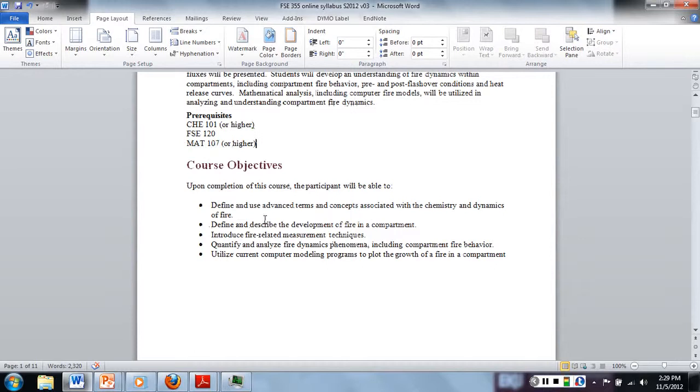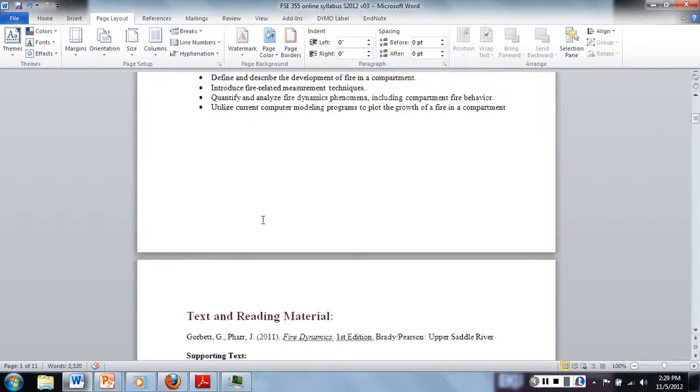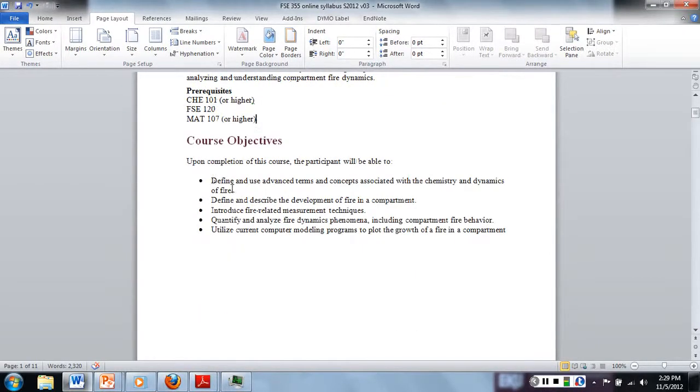We have 5 course objectives, if I count those correctly. Define and use advanced terms and concepts associated with chemistry and the dynamics of fire. Define and describe the development of fire in a compartment. So these will be the 2, let's say, objectives that are measured by the midterm. This is an ABET requirement. When we do our ABET certification, we have to measure and quantitatively assess how we're meeting our objectives. So for these first 2 requirements, the midterm is going to be used.